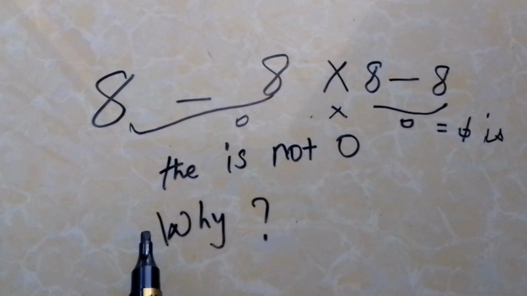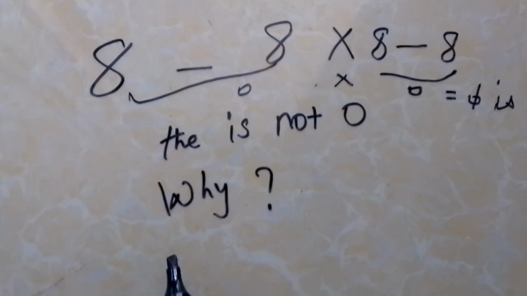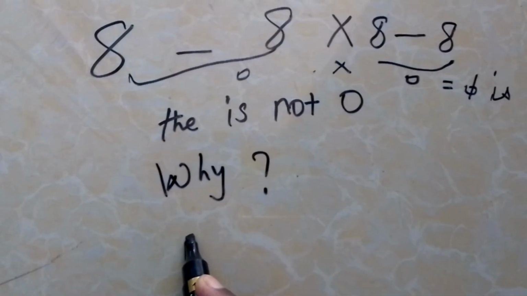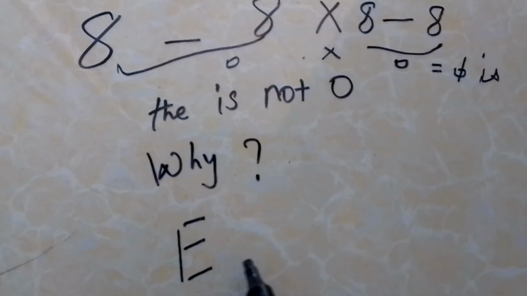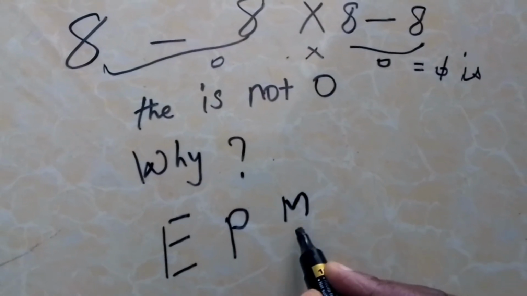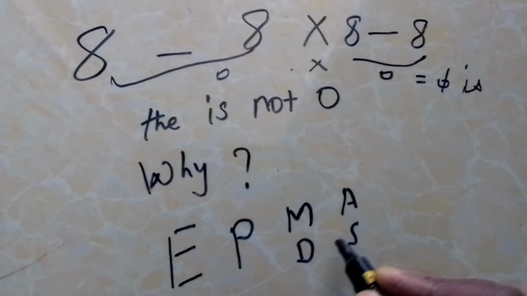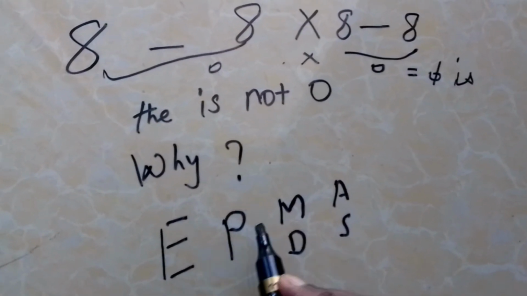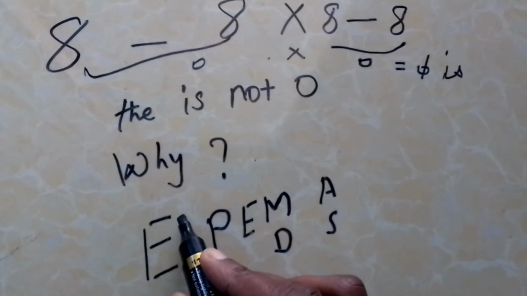So to solve this 8 minus 8 times 8 minus 8, we use this one: E, P, M or D, A or S. That means we start from parentheses, and then we add exponential part. We do not start from this one.